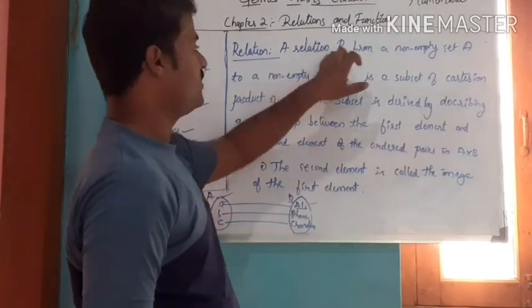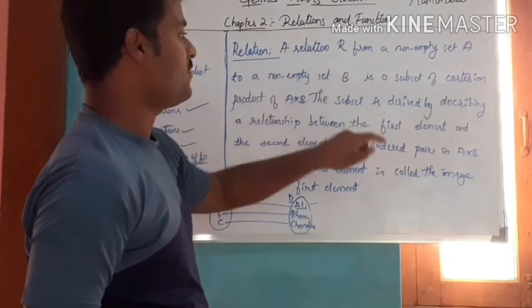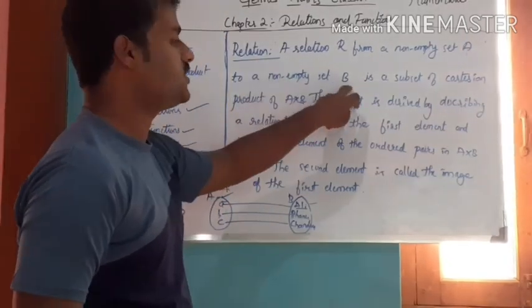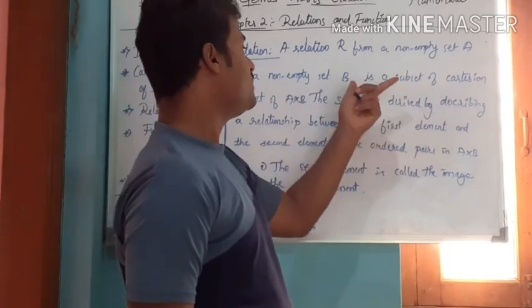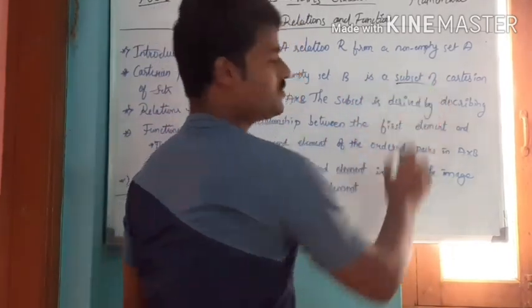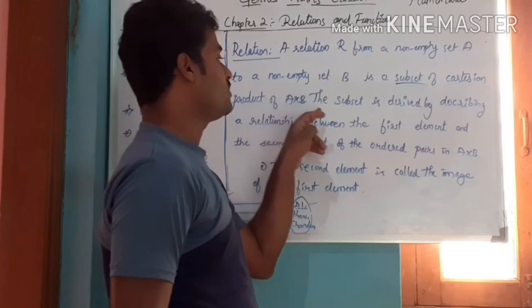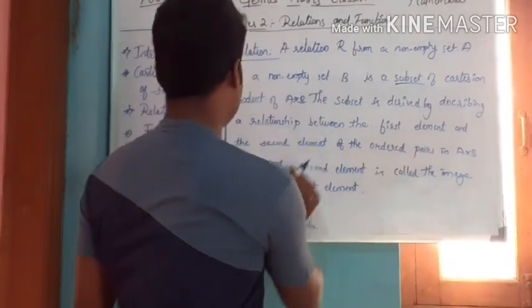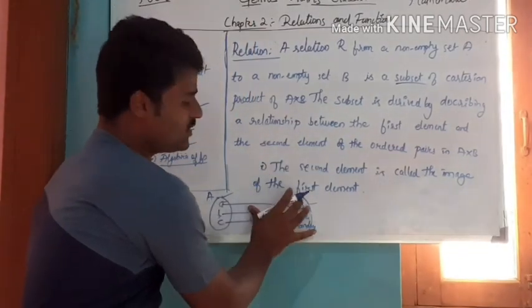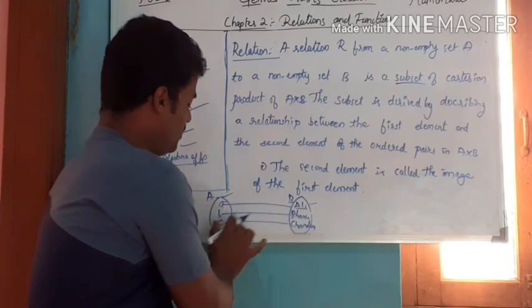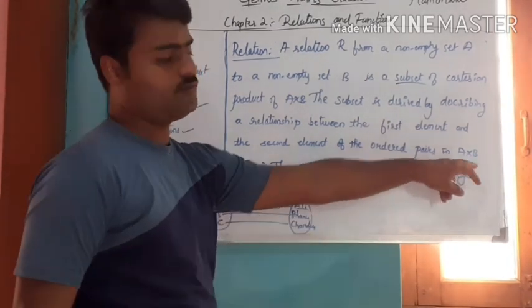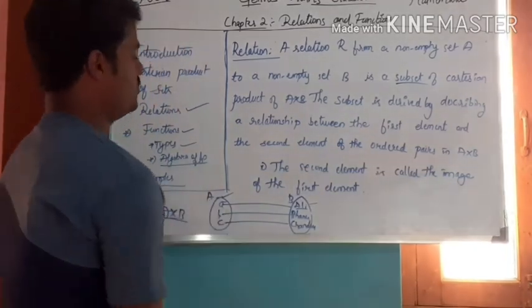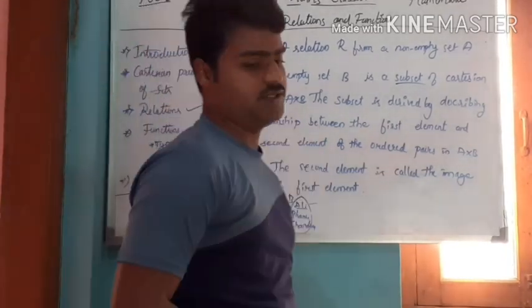So once again, the relation which is defined from a set A to set B must be defined on non-empty sets. This must be a subset of the Cartesian product A cross B. So this subset is derived by describing a relationship between the first element and the second element of the ordered pairs in A cross B. So this is the relation. This is about a relation.